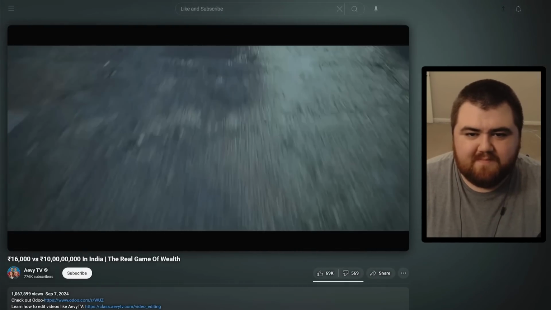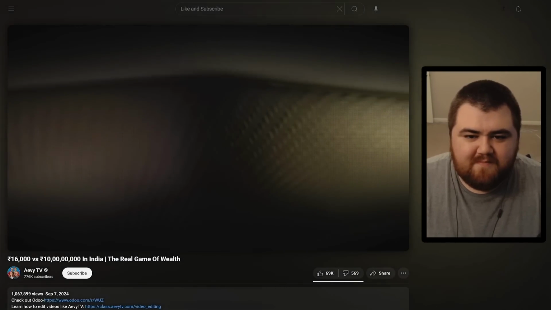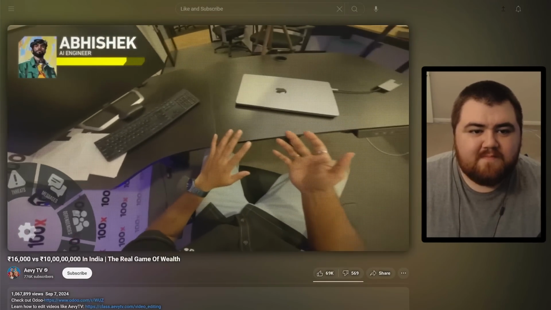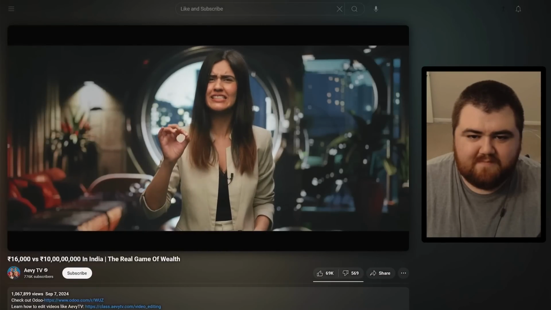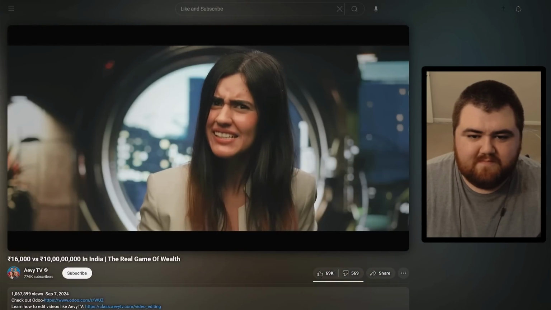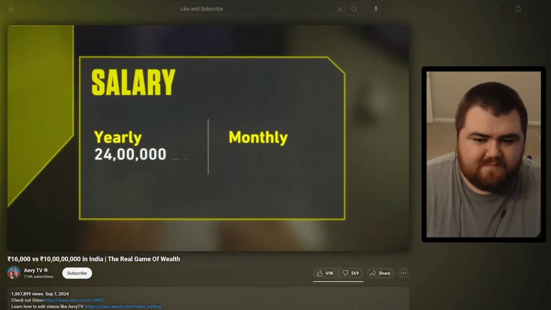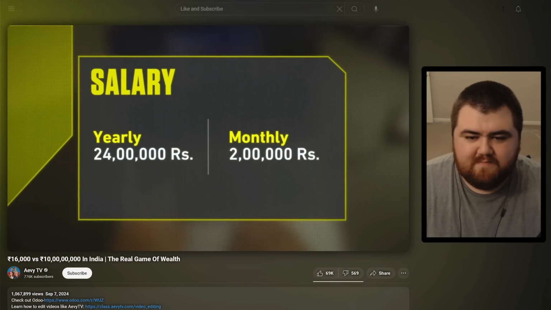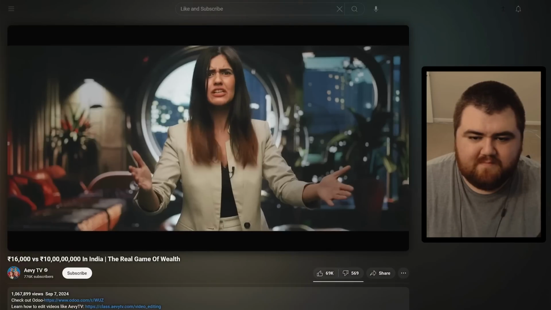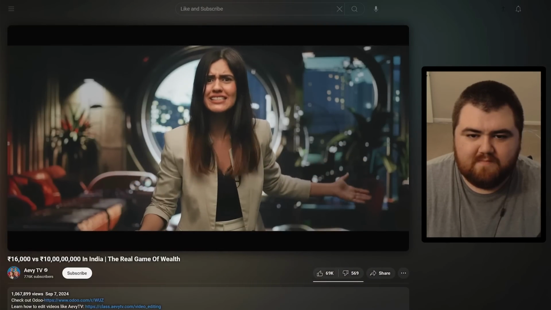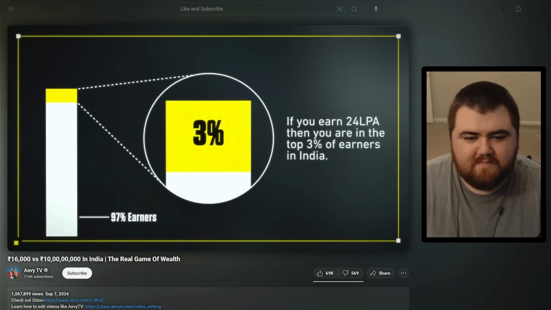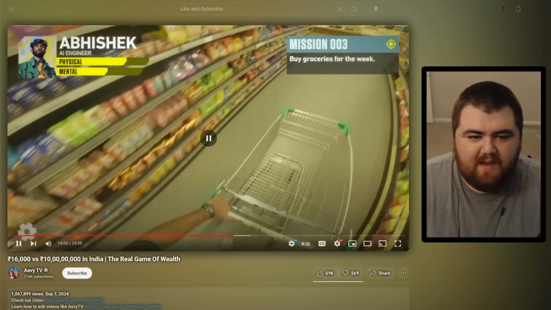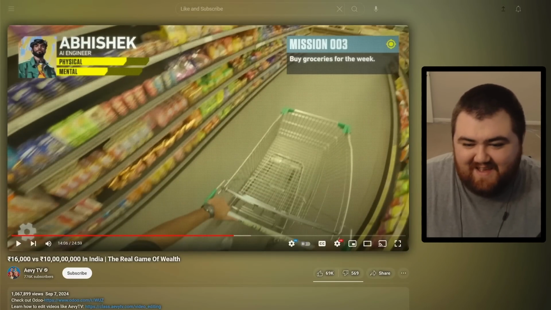Welcome to level 3. Till now you were just surviving, but now you're Abhishek, an AI engineer at a tech company, and the level of this game now gets really easy. Well, now you're making 24 lakhs per annum, which is a monthly salary of 2 lakh. You're literally earning more in a month what I don't earn in a year. This is crazy, and for context, it puts you in the top 3% of earners in India. Wow. I'll never get to this point.